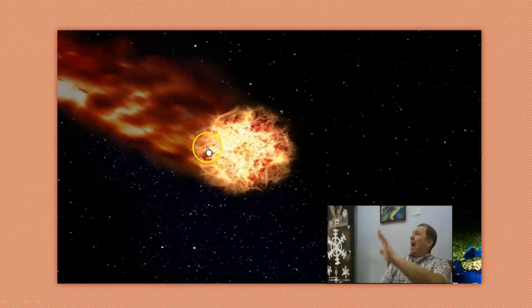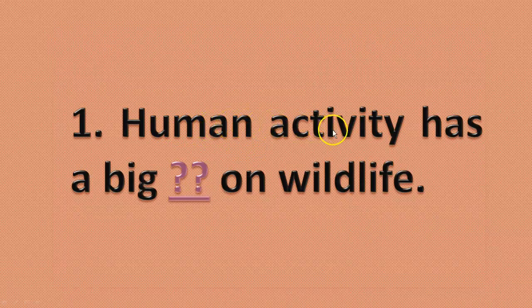Okay, so once they are here, they try to guess the word. So what's going to happen here? There's a meteor coming to impact the Earth. So the word is impact. That's basically what I try to do. So what I do is I click back to the picture, and when I click on the picture, I go back to the sentence. Then the students guess the word. Human activity has a big impact on wildlife.